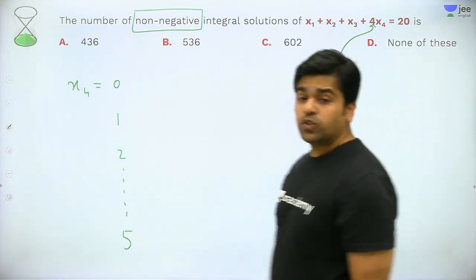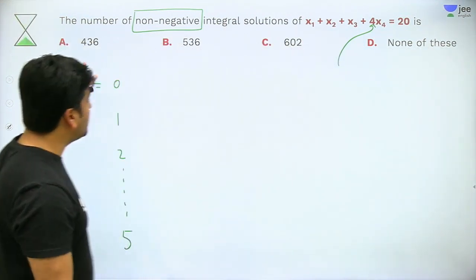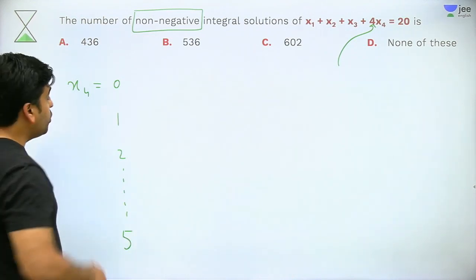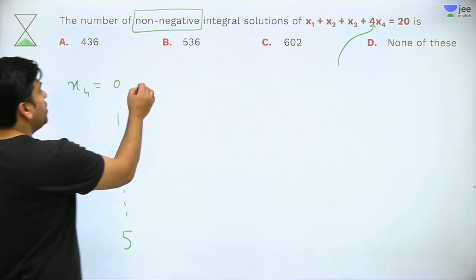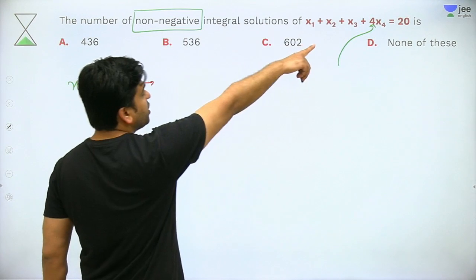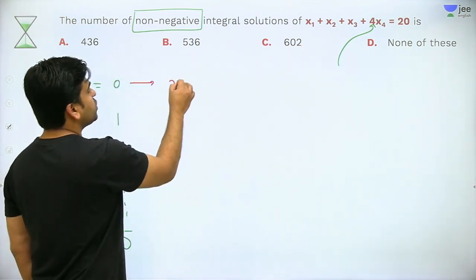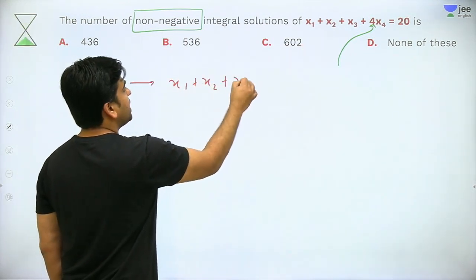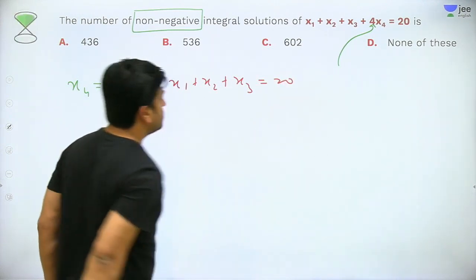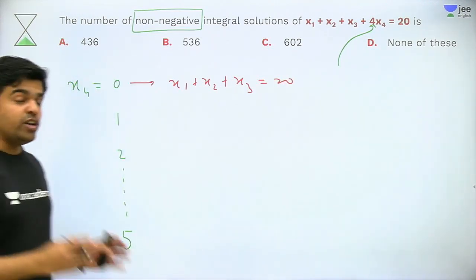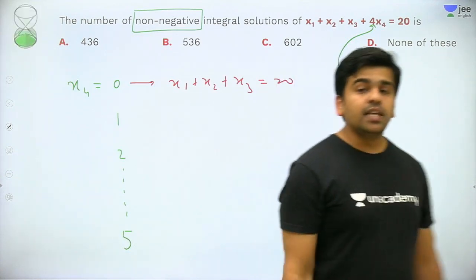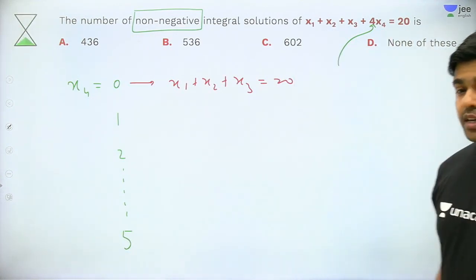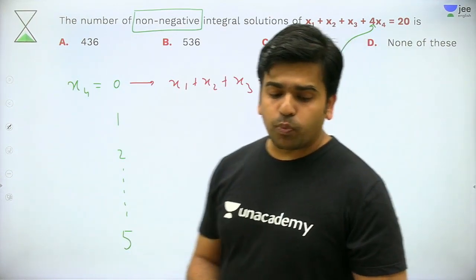Okay, so if x4 is already equal to 0, your new equation will be what? In that equation, if x4 is equal to 0, we will get x1 plus x2 plus x3 is equal to 20. This is the new equation that we want to solve in the first case: x1 plus x2 plus x3 is equal to 20. So that again becomes a very easy problem to solve, isn't it?